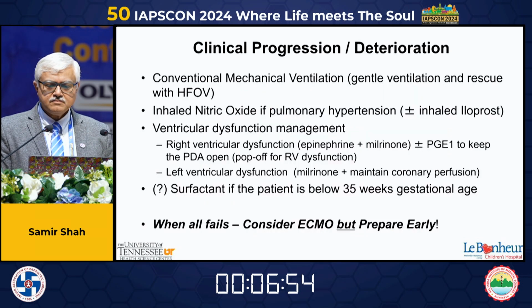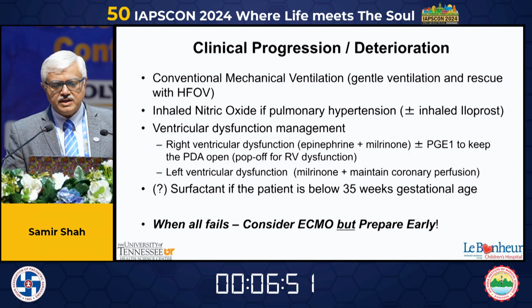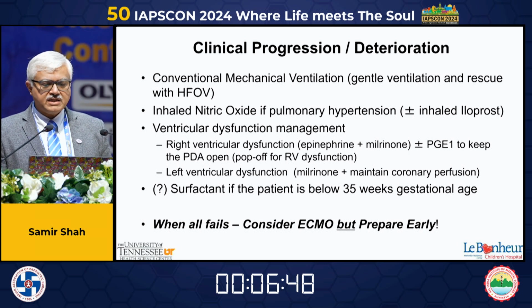Management of these patients is standard, with conventional mechanical ventilation, which is always what we start with, and we rescue them with high-frequency oscillation. We use inhaled nitric oxide sparingly, but if there is pulmonary hypertension, we are part of an NIH study looking into the role of nitric oxide in diaphragmatic hernia. We also use inhaled iloprost in certain situations. For ventricular dysfunction management, we prefer to use epinephrine and milrinone. We do not use dopamine as far as possible, and we use PGE1 to keep the PDA open as a pop-off mechanism.